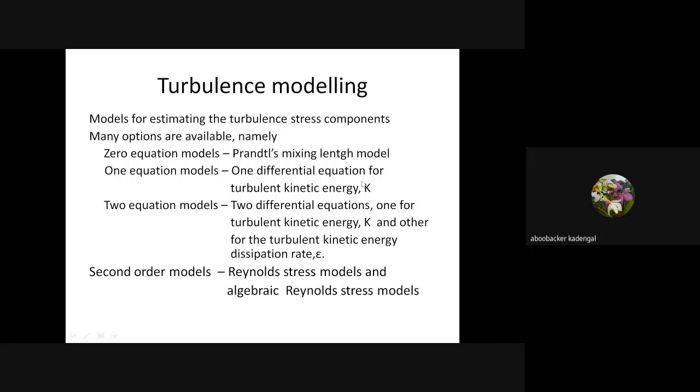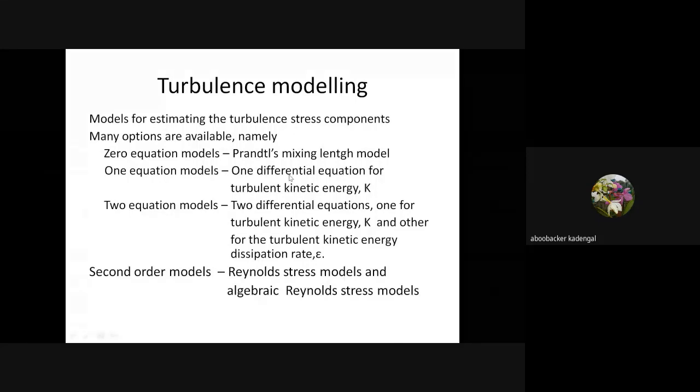How to formulate these stress components, how the fluctuating velocity component creates the stress, that part is called turbulence models. Different types of models are there for finding the stress created due to the fluctuating velocity. There are zero equation models, like the mixing length model. Zero equation means no differential equations are involved in predicting this.